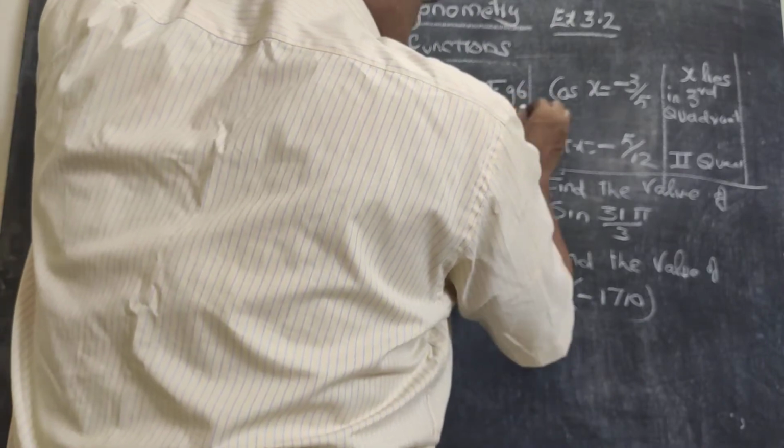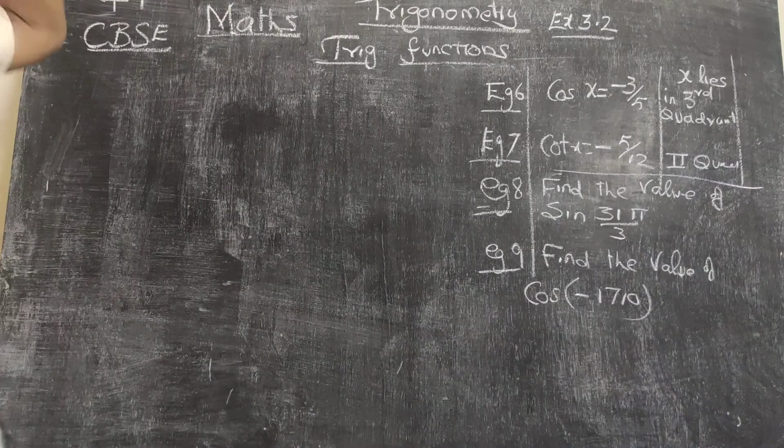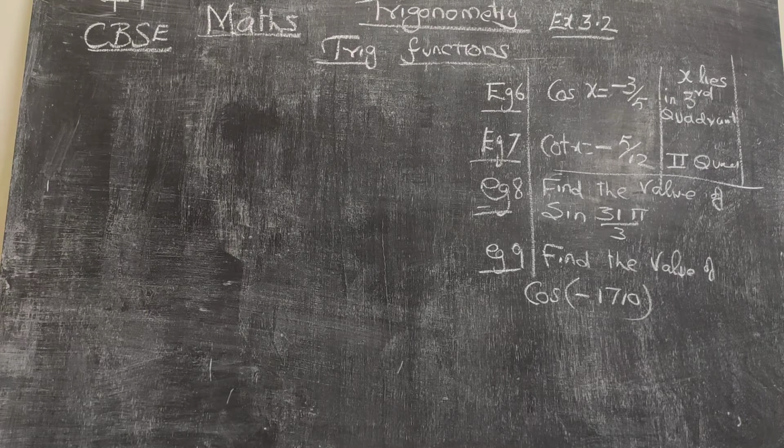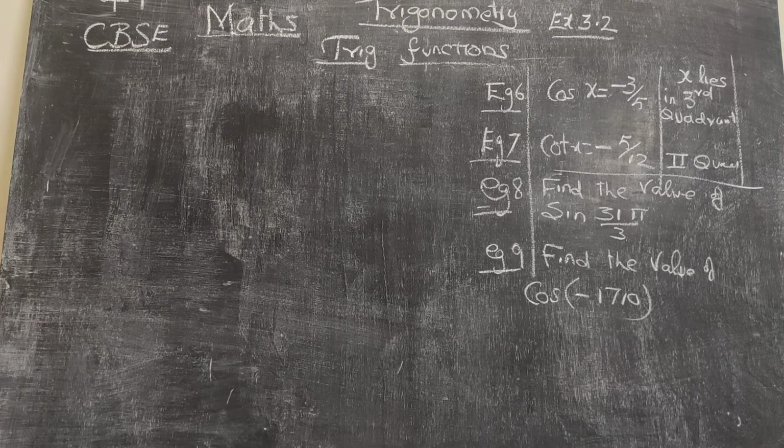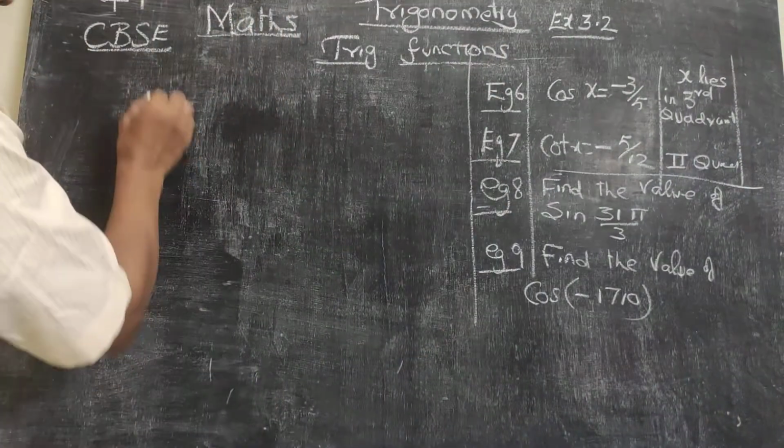I have written on the board the 4 examples, example 6, 7, 8 and 9. In example 6, cos x is given as minus 3 by 5, and they say x lies in the third quadrant. In example 7, cot x equals minus 5 by 12 and x lies in the second quadrant. You are asked to find the other trigonometric ratios. That is, you have to find the sine value, tan value and the reciprocals secant x and cosecant x, keeping in mind that x lies in the third quadrant. Now, I will do it one by one. Question number 6.